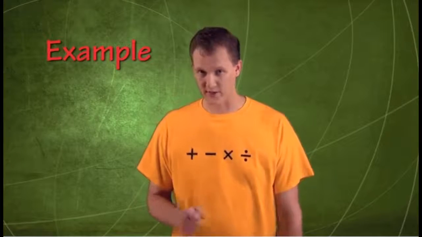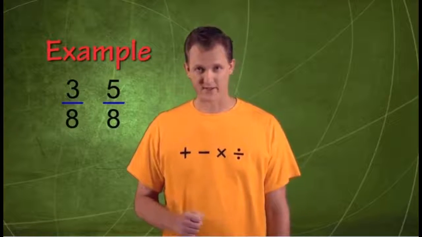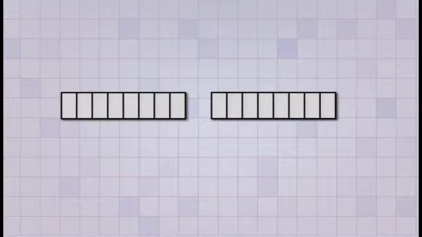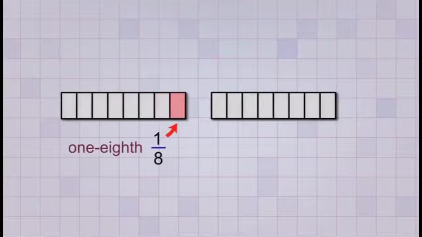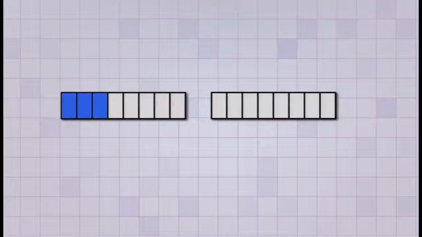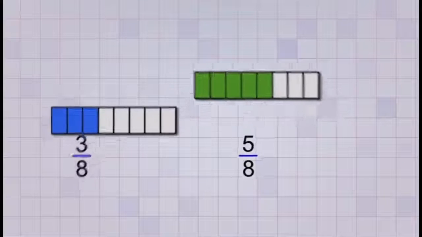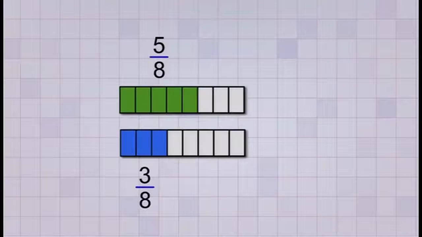Which of these fractions is greater, 3/8 or 5/8? To answer that question, let's start by drawing two rectangles and divide them into 8 equal parts. Since the rectangles are divided into 8 parts, each of those parts is called an eighth. Now, let's shade 3 parts of the first rectangle, or 3/8, and 5 parts of the second rectangle, or 5/8. Our picture makes comparing these fractions easy. You can see that 5/8 is greater than 3/8 because more of that rectangle is shaded. Okay, now let's try one that's a little harder.